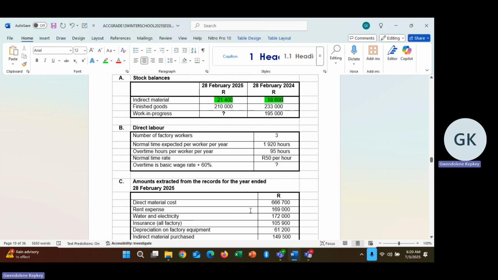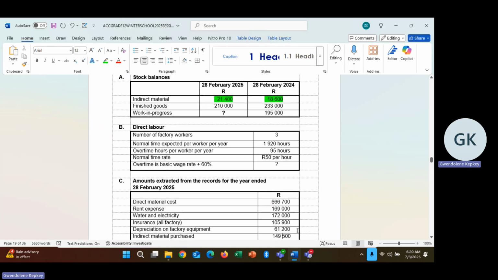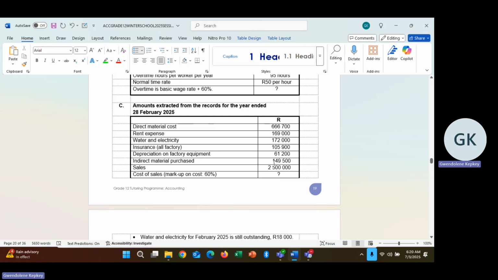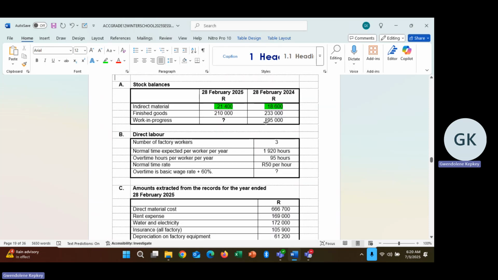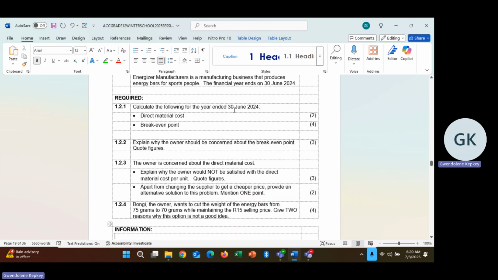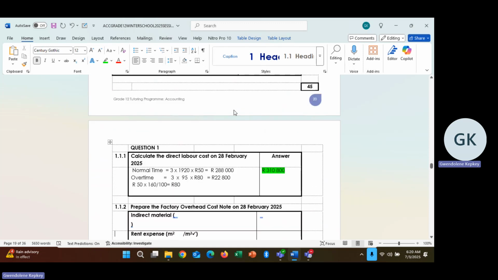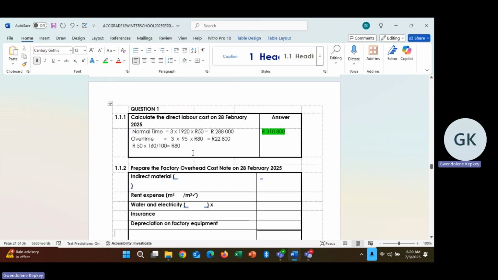Okay, then I need to find out, have I purchased indirect material? Let's go down. I'm going to mark all of that green. Yes, I have over there 149. I'm highlighting that. And then I'm going to use those figures to do my calculation. So my beginning, my end, and what I have purchased in the form of indirect material. Okay, so let's go and do that calculation.